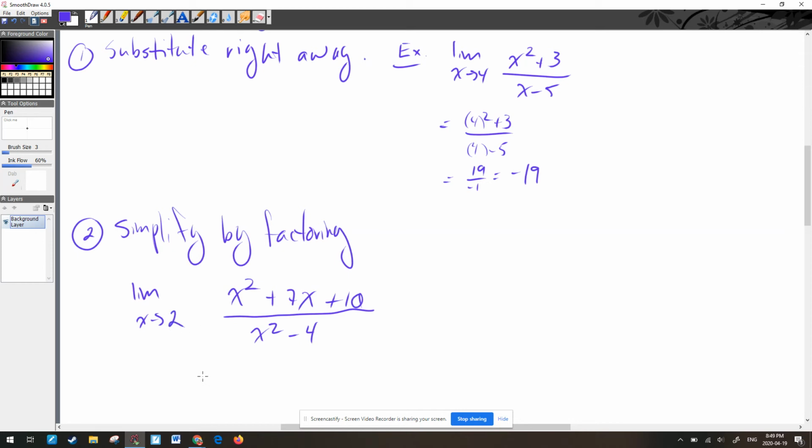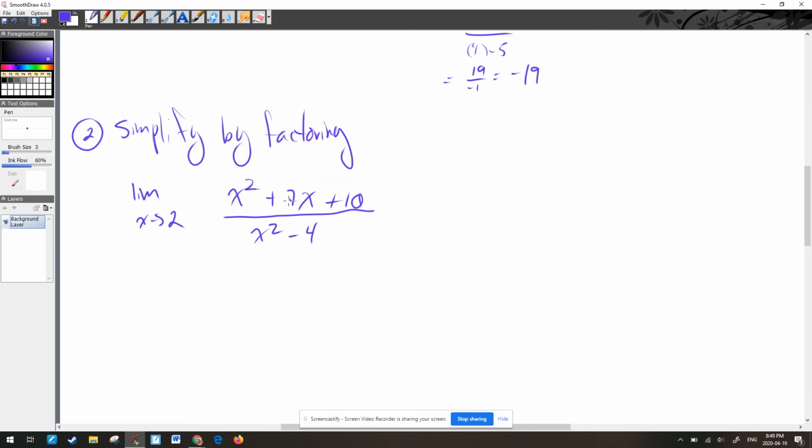So if we look at this, obviously, if I substitute right away, it's going to break. So I see that there's a difference of squares. I think I've maybe cooked this one wrong, but we can still work it out and see what happens. So the limit as x tends to 2, I'm going to factor the numerator. Two numbers that multiply to 10 and add to 7 are 2 and 5. So we're going to have x plus 2 times x plus 5. And then the denominator is just a difference of squares, so we're going to get x plus 2 times x minus 2.